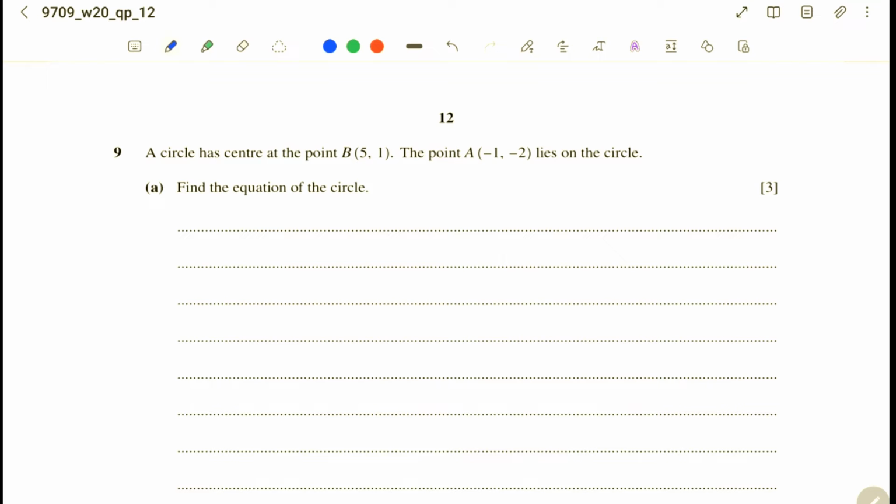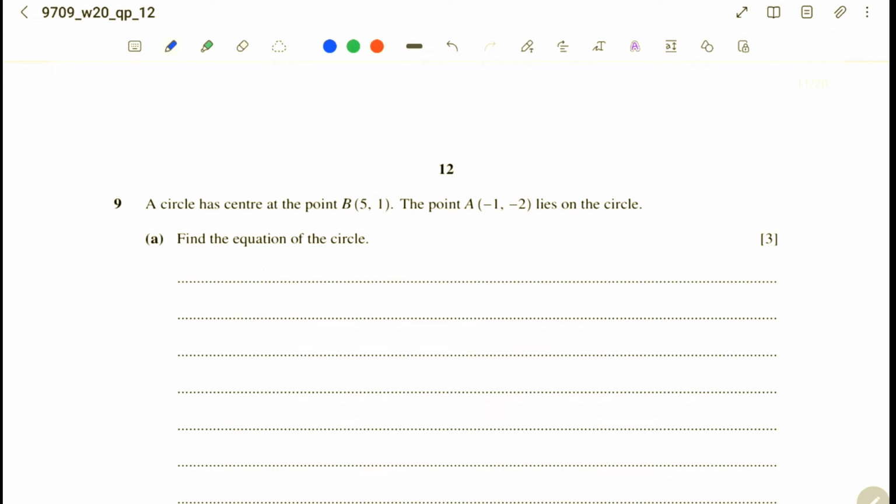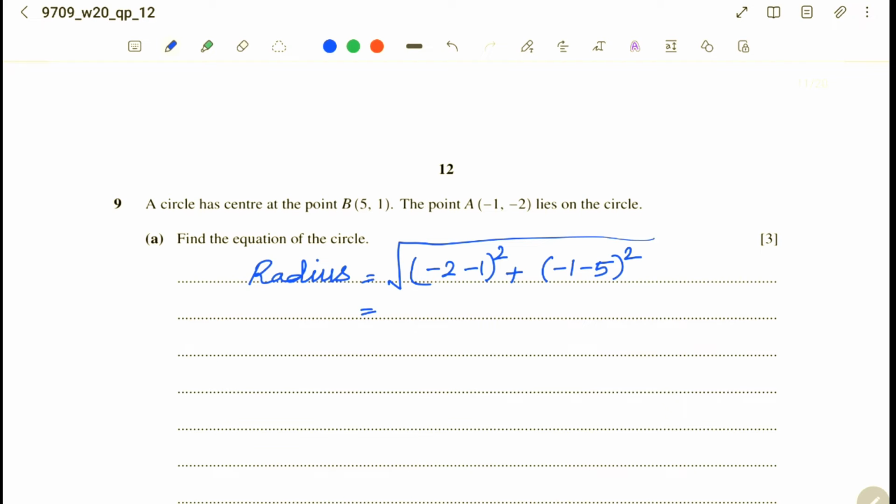So let's calculate the radius. Radius is nothing but the distance between these 2 points. So (-2 - 1) the whole square plus (-1 - 5) the whole square. 3 square is 9 plus negative 6 square is 36. So square root of 9 plus 36 is 45. Square root of 45.